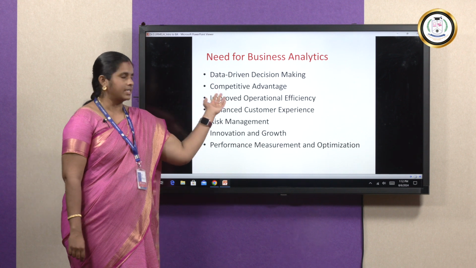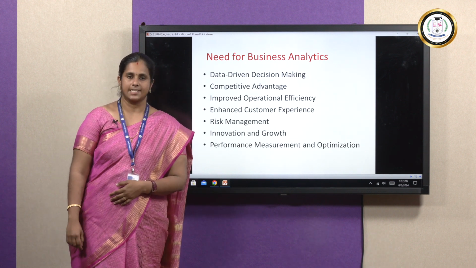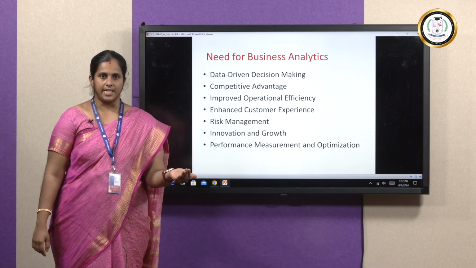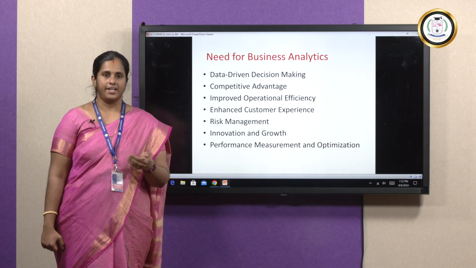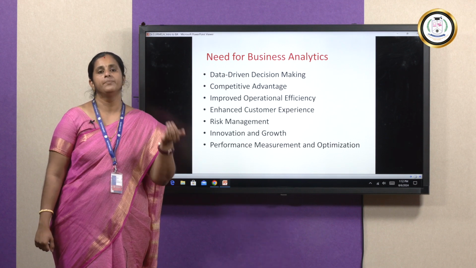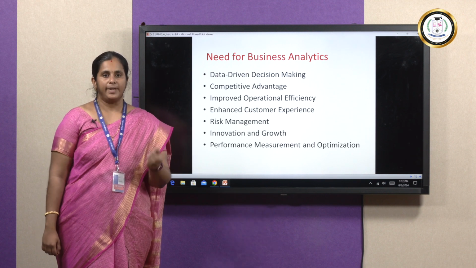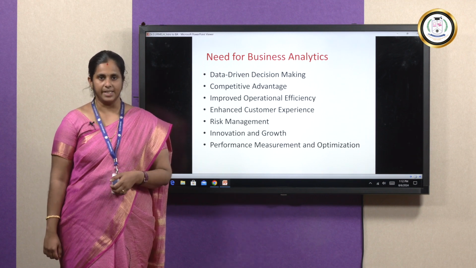So starting from the first, which is data-driven decision making. As I said already, business analytics mainly, or the prediction, what we are going to do, it is from the data, right? So we are going to make data-driven decisions.